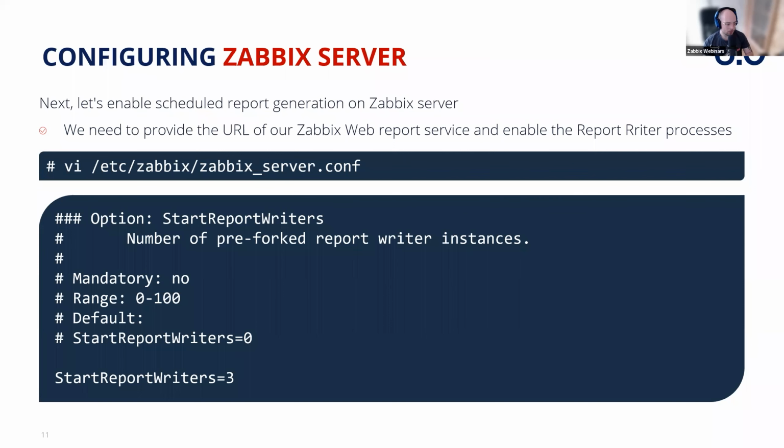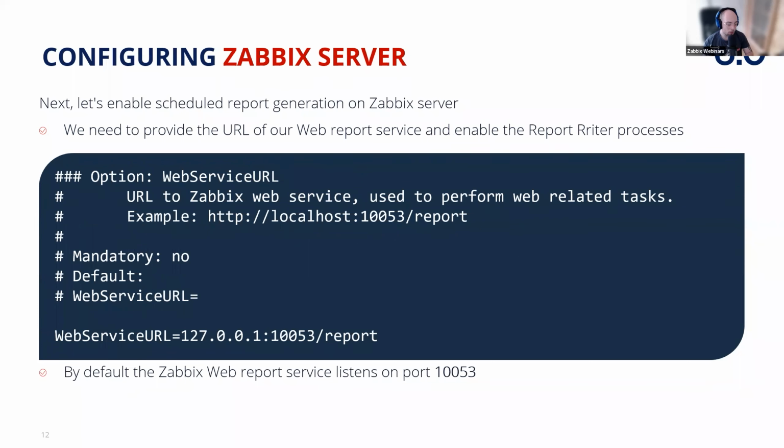Okay, so we will start report writers. We will also provide the web service URL, which is also an empty value by default. It is the URL on which our web service runs. Remember, we specified the port on which the web service was running, 10053, the default value. So we need to specify the address, the port, and then /report. And that will be it for Zabbix server. Then, of course, we'll have to restart it to apply these changes.